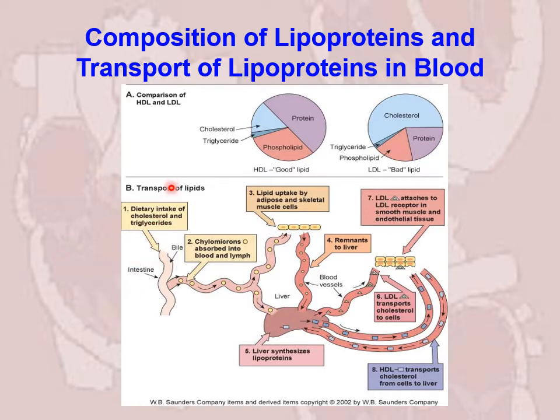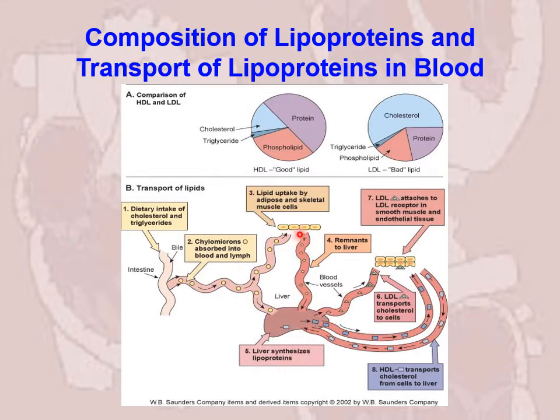diagram here, the transport of lipids, dietary intake of cholesterol and triglycerides, which is a neutral fat and the primary source of fat, through the intestines are absorbed through chylomicrons into the blood and lymph, and through the lymph they go through structures called lacteals in the villi of the small intestine. And then the lipid is taken up by adipose and skeletal muscle cells. And then the remnants go to the liver, whatever's left over, and the liver is going to synthesize these lipoproteins.